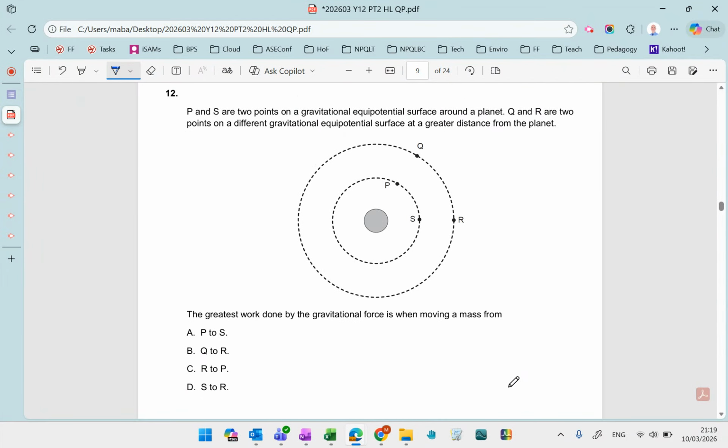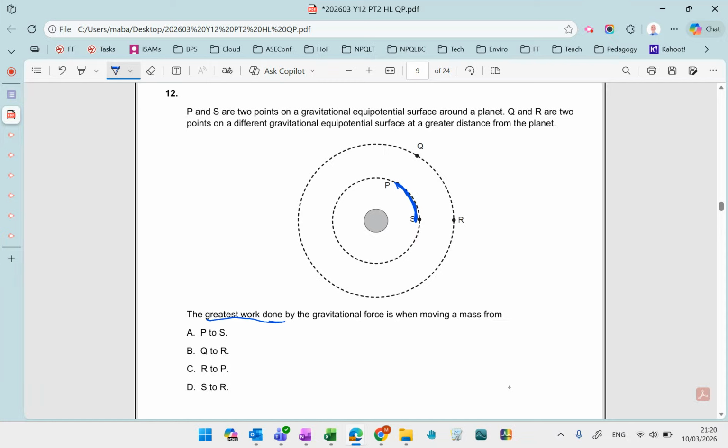Right, question 12 then. So these points, P and S, are on an equipotential, and Q and R are also on an equipotential, right? So that means that if we move from P to S or from S to P, okay, then the potential, which is the amount of joules per kilogram, doesn't change at all, right?